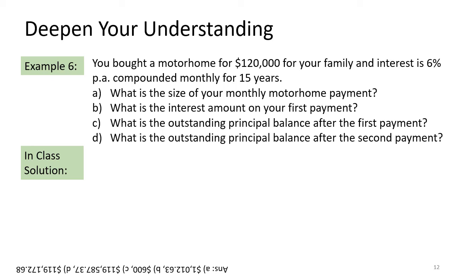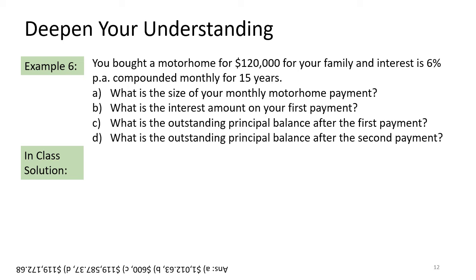So again, part A, what is the size of your monthly motorhome payment? Part B, what is the interest amount on your first payment? Part C, what is the outstanding principal balance after the first payment? And part D, what is the outstanding principal balance after the second payment?